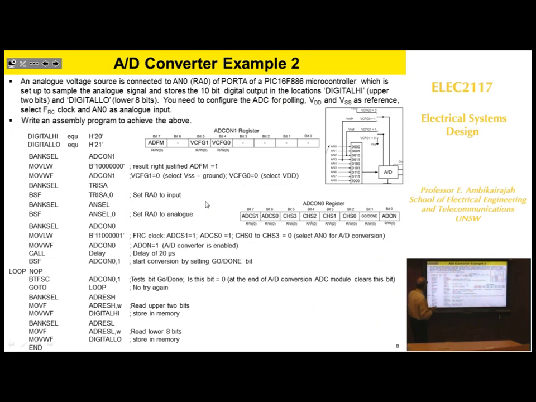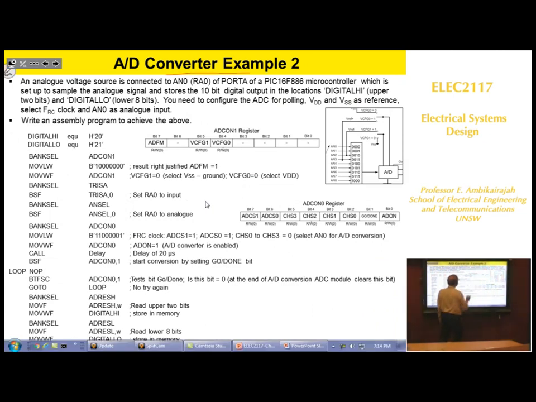What does this example say? Example 2 says an analog voltage source is connected to a node, so just simply one varying voltage, of port A of a microcontroller, which is set up to sample the analog signal and store the 10-bit digital output in the location given. They want you to store just one value. You can keep going and take the next value and so on, or overwrite it. But in this case, just one value. If you know how to write one value, you can do multiple afterwards.